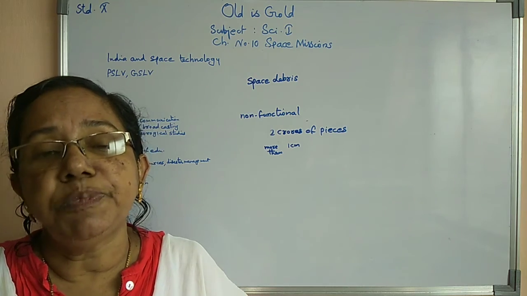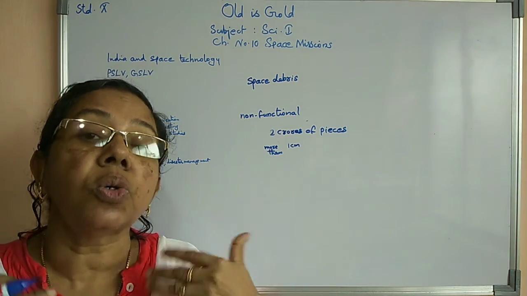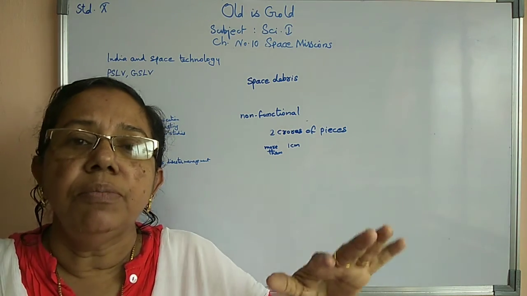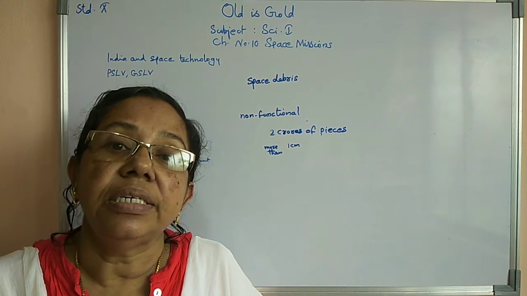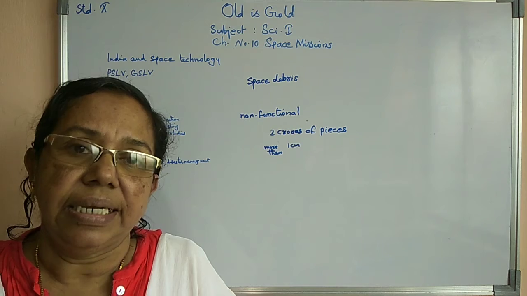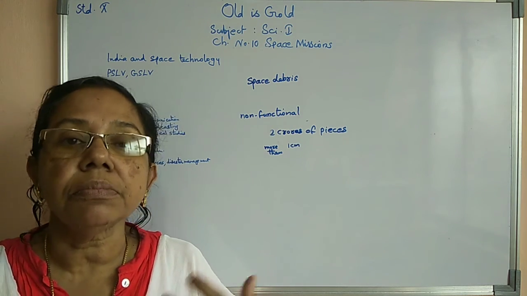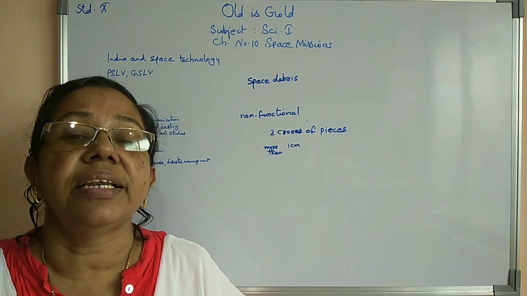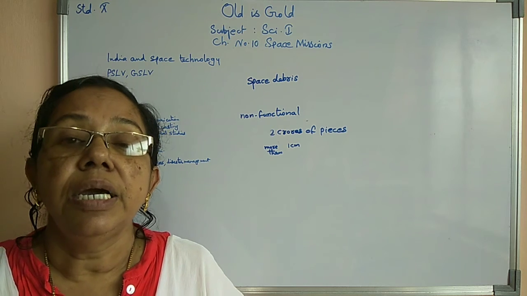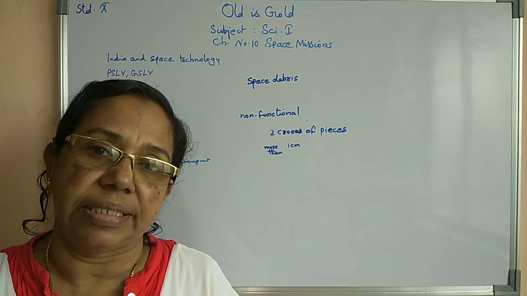Now these space debris, more than 2 crores of pieces, are there. So you can imagine they will be moving here and there in the space. They may even hit a satellite. As a result, there are chances of damage to the satellite, even to satellite launching vehicles. So much trouble may occur to satellites and launching vehicles.